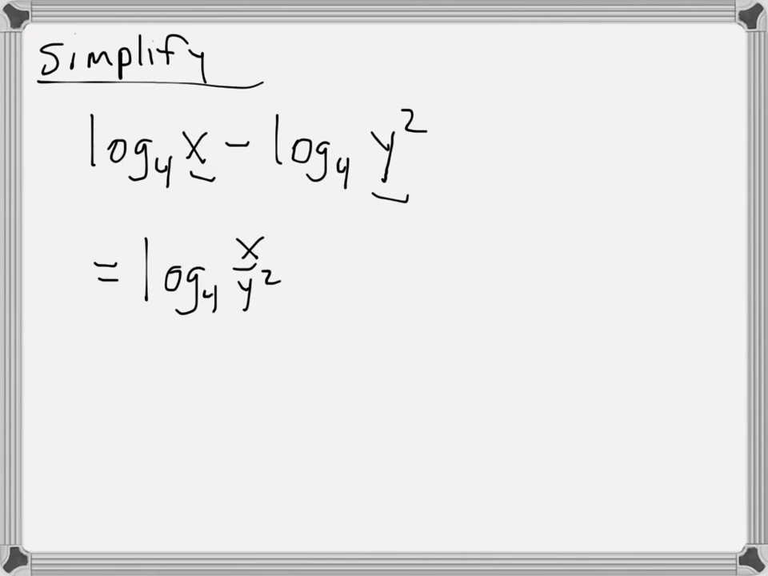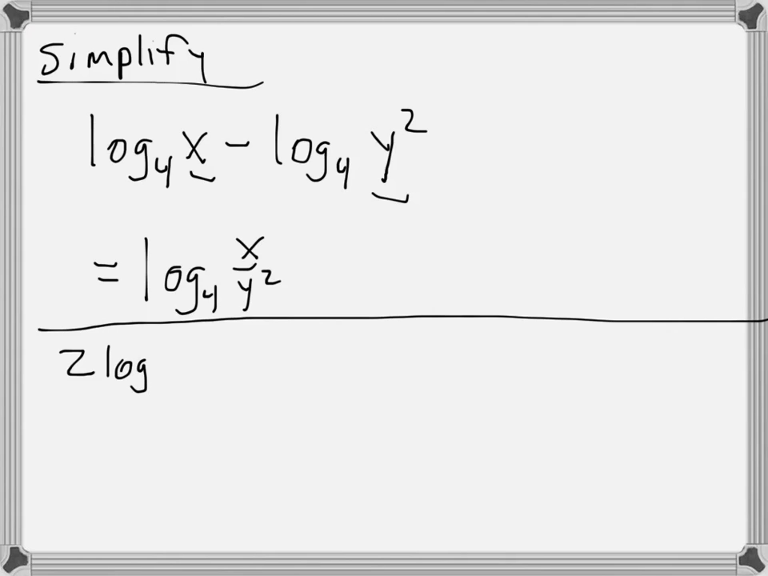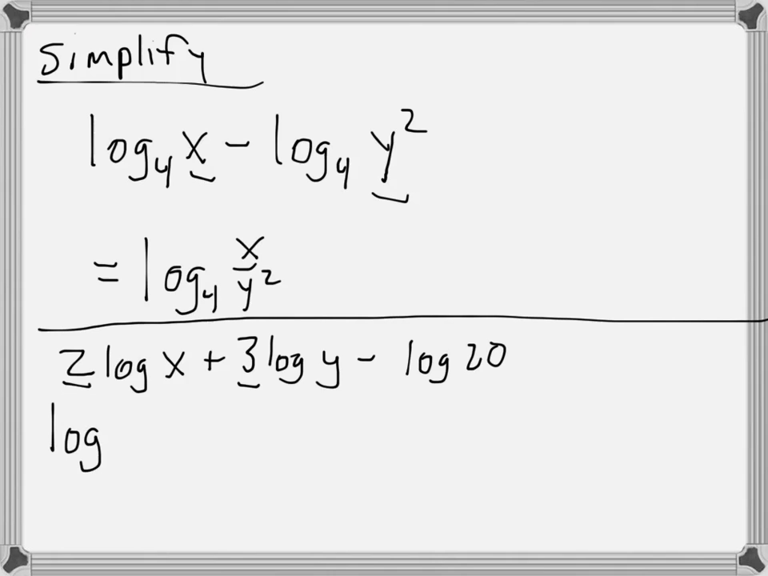Let's do one more. Let's simplify 2 log, we'll just leave it as base 10, x plus 3 log y minus log of 20. Okay, so before I combine logs, I want to get rid of these multipliers here and reverse the power rule on these guys. Log x squared plus log y cubed minus log 20.